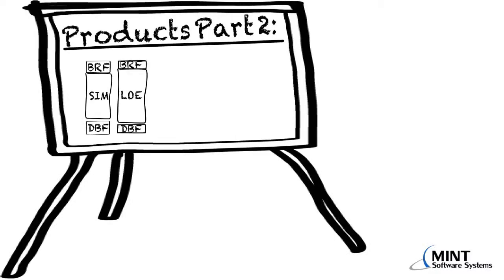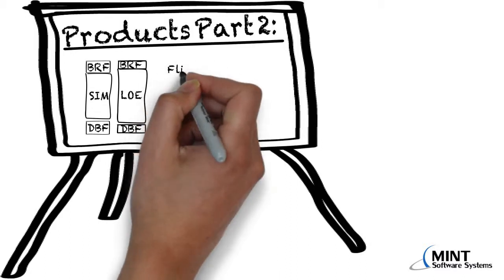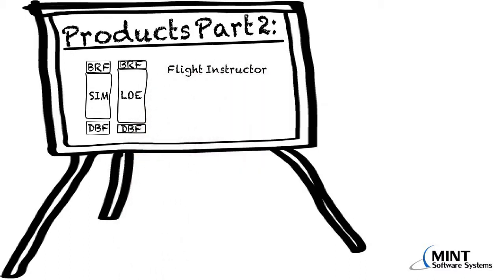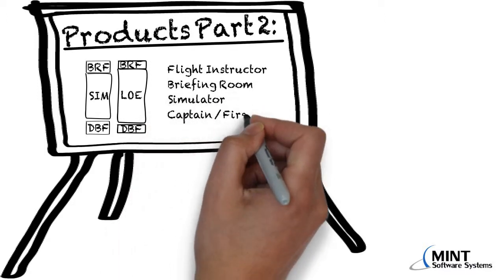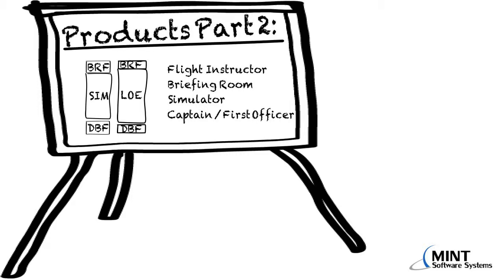In the second part, I want to show you how to deal with resources now. We created our first day with the sim session, the briefing and the debrief, and we created now the second day with the LOE session and again with briefing and debrief. Now, of course, we need a flight instructor, we need a briefing room, we will need a simulator, and of course we need as trainees our captain and the first officer.